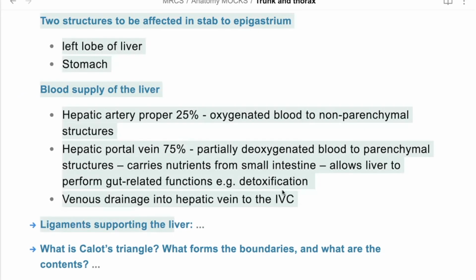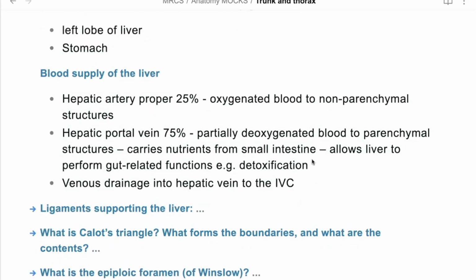So just don't classify it into venous and arterial. You can do that, but when you say arterial supply, just include the portal vein in that, because the portal vein gives the liver like 75% of its supply.